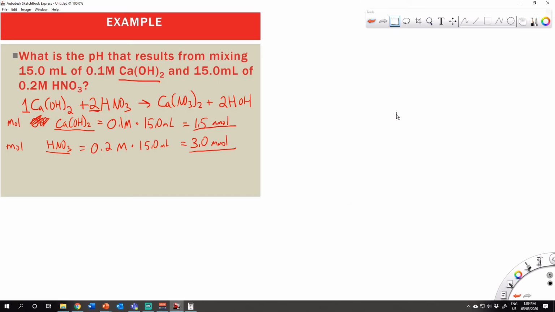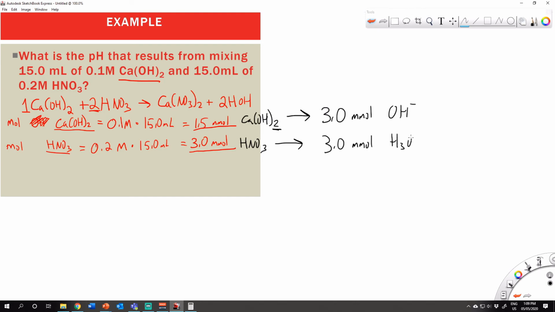All right, so we're going to expand this problem a little bit because it might not be super clear. We have 1.5 millimoles of calcium hydroxide, and then we have 3.0 millimoles of nitric acid. Now, because the calcium hydroxide will create twice as many hydroxide ions as itself, because it's got 2 of them, this will create 3.0 millimoles of hydroxide. Now, the nitric acid being a strong acid, because of leveling effect, this will create 3.0 millimoles of hydronium.